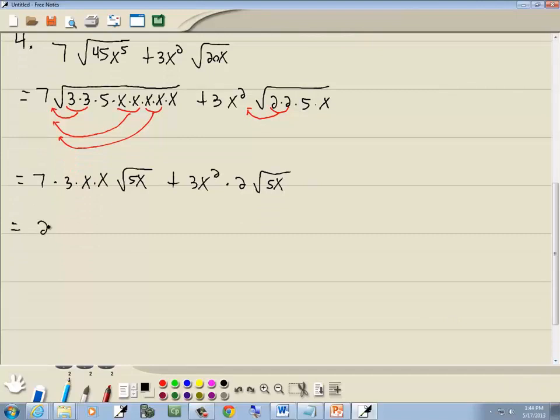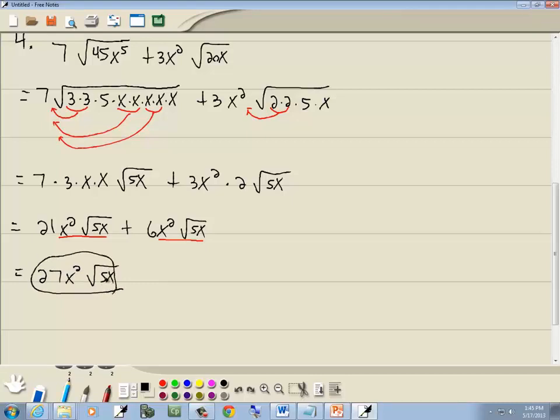Well, 7 times 3 is 21. x times x is x squared, square root of 5x. Plus 3 times 2 is 6, x squared, square root of 5x. Notice, x squared, square root of 5x and x squared, square root of 5x are exactly alike, so we add the numbers in front. 21 plus 6 gives us 27 x squared, square root of 5x.